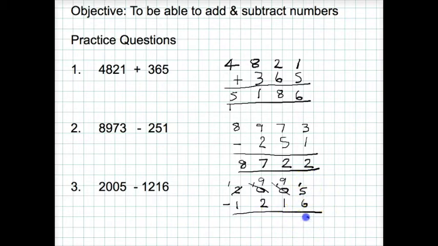15 take away 6 leaves us with 9. 9 take away 1 leaves us with 8. 9 take away 2 leaves us with 7. And 1 take away 1 leaves me with 0. I don't need to write the 0. I put it in, but I don't need to write it. My answer, 7, 8, 9.